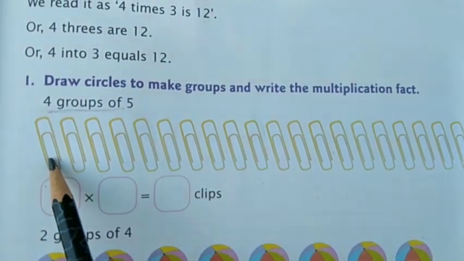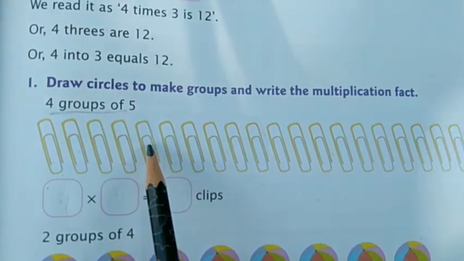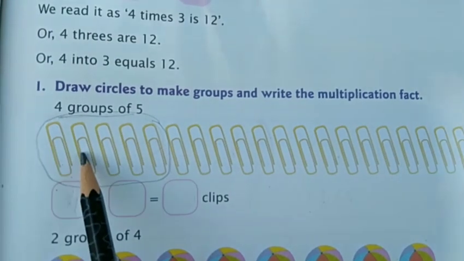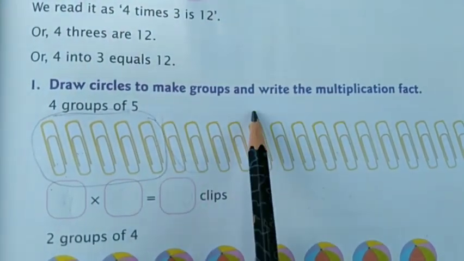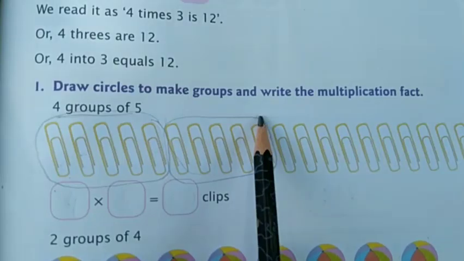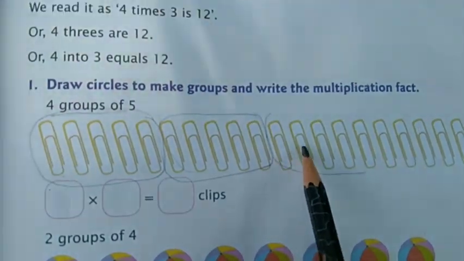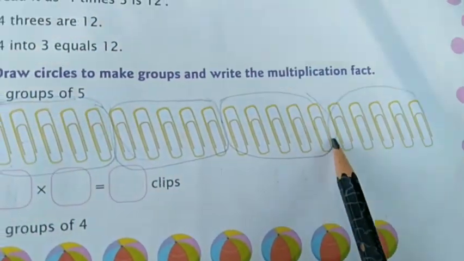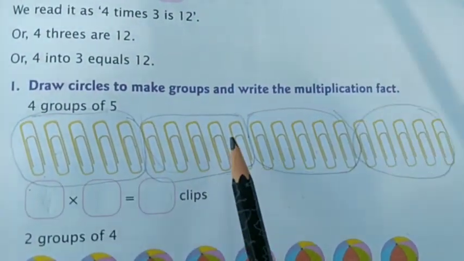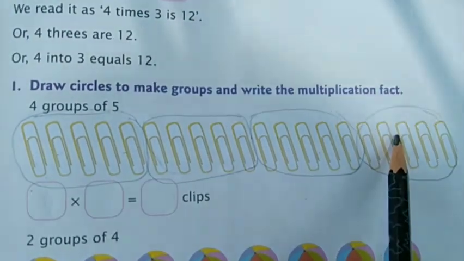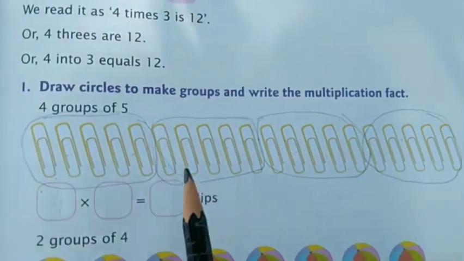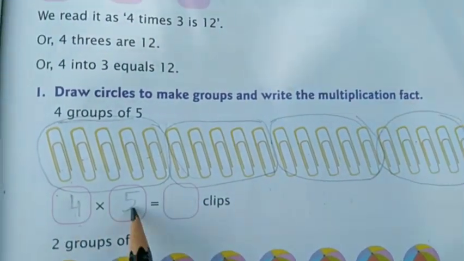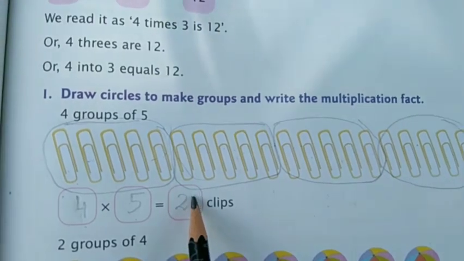So how we'll do it is count 1, 2, 3, 4, 5. These are 5 clips. Make a circle. This is one group. In the same way you will make another circle around another 5 clips, another circle, another 5 clips, and another circle around the leftover 5 clips. Here you can see that I have made 4 groups, and in each group there are 5 clips. So it will be written as 4 into 5, 4 groups of 5, and 4 into 5 is 20, you know that.